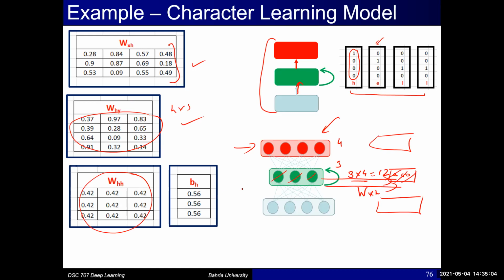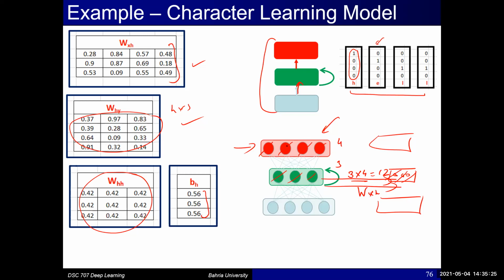And how many bias values? How many neurons do I have in the hidden layer? 3. How many bias values do I need? 3. How many biases will I need in the output layer? 4, because I have 4 neurons. So it is exactly the same thing which you already know from before, that for every neuron you have a bias. So that's why bh is a vector of size 3.